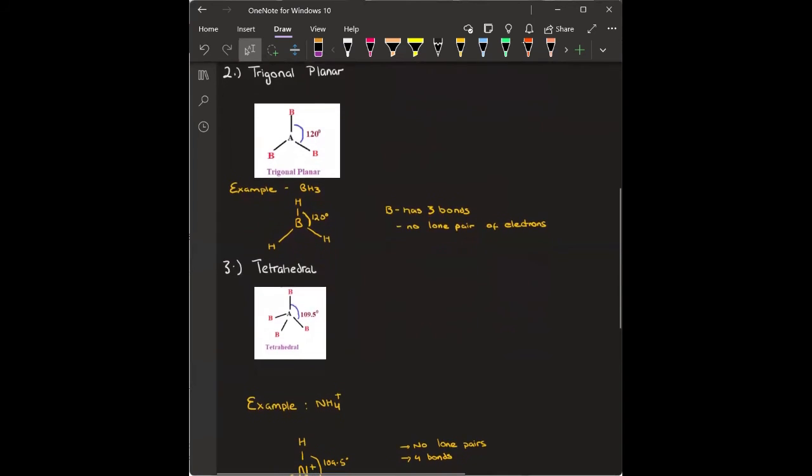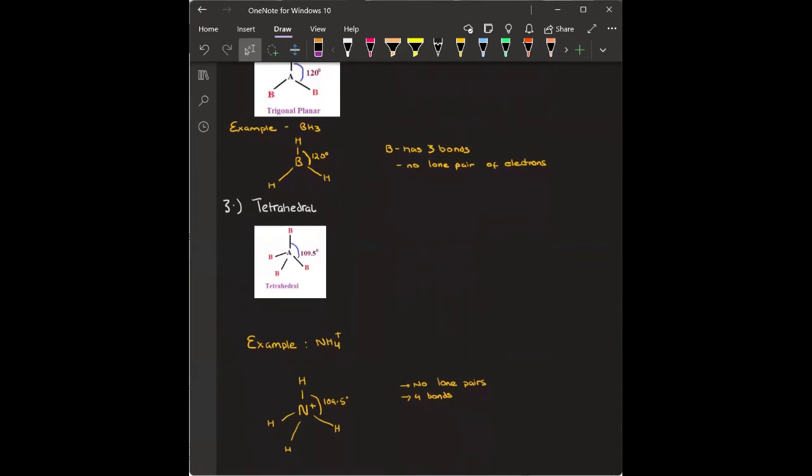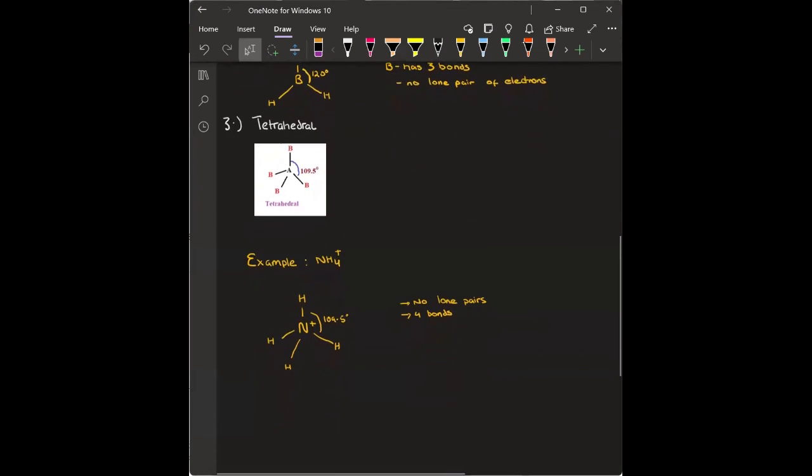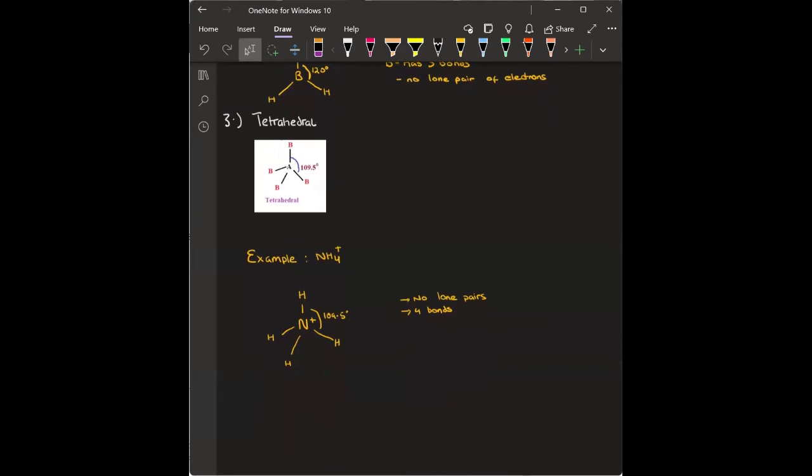Tetrahedral is common with four bonds in a molecule. In the same situation previously, A is a chemical element while B is a lone pair or a chemical element. In our example, we will look at the ammonium ion.